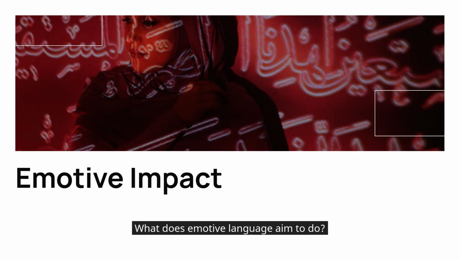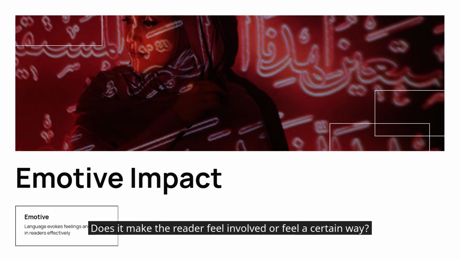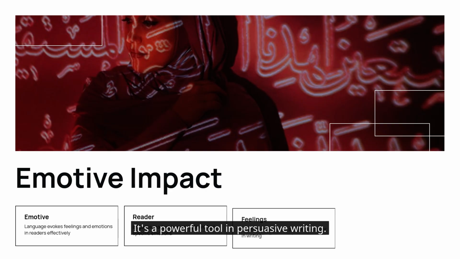What does emotive language aim to do? Does it make the reader feel involved or feel a certain way? The correct answer is to make the reader feel a certain way. Emotive language evokes emotions like sadness or anger. It's a powerful tool in persuasive writing.